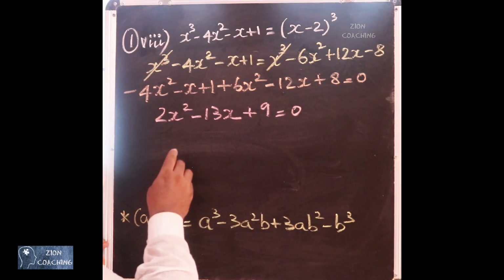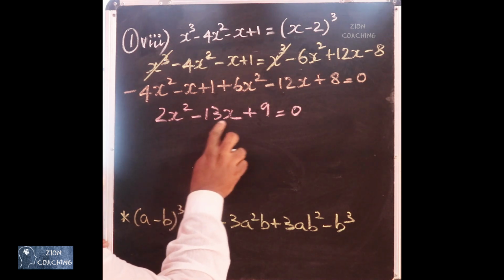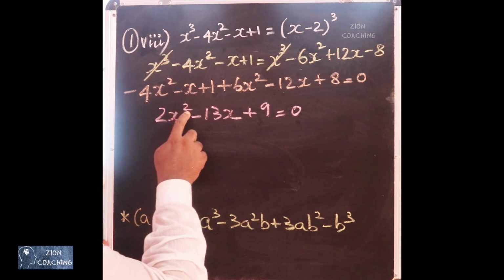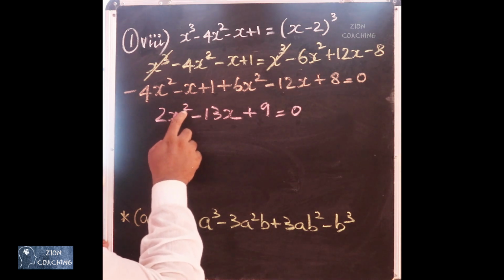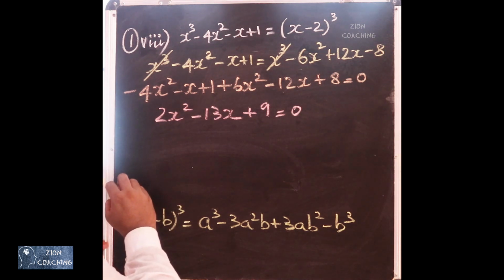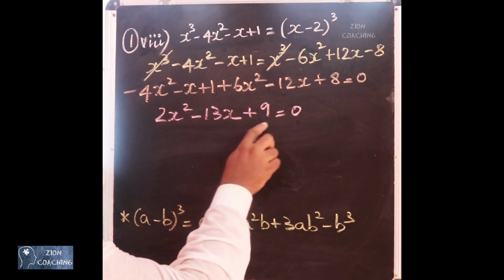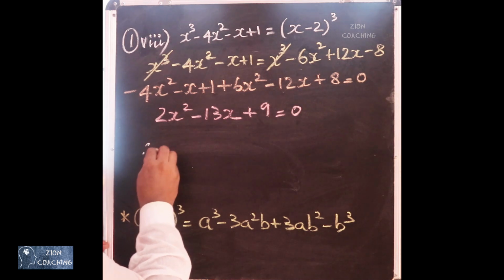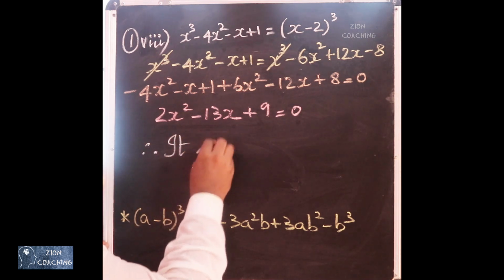The final equation is 2x squared minus 13x plus 9 equal to 0. The highest degree of the variable x in this equation is 2. Therefore, it forms a quadratic polynomial and it is equated to 0. Therefore, it is a quadratic equation.